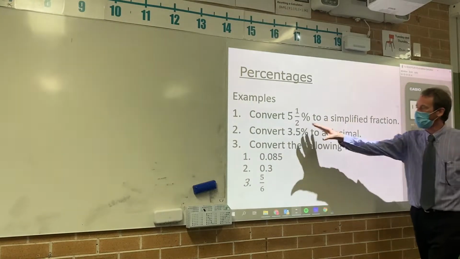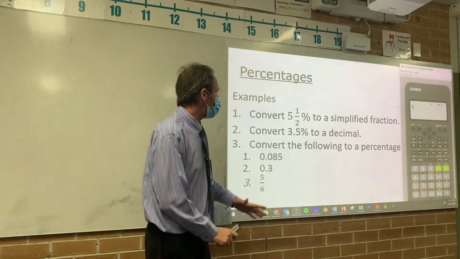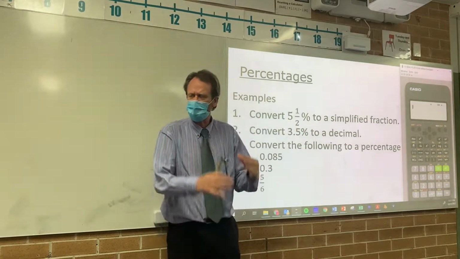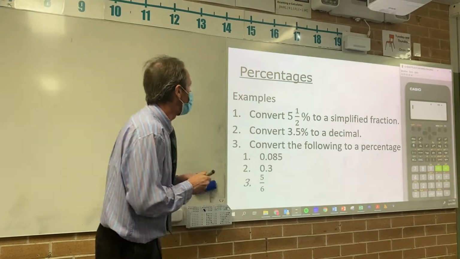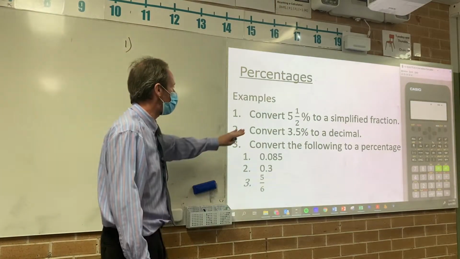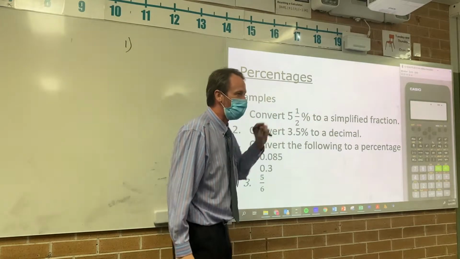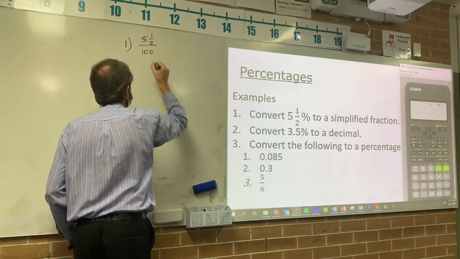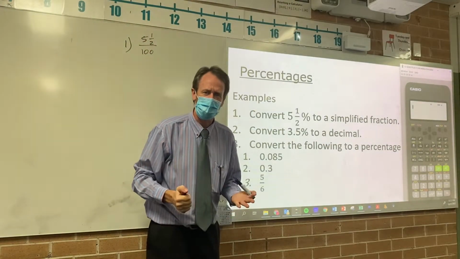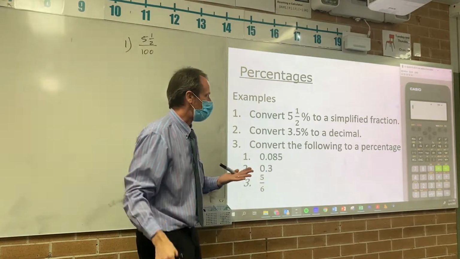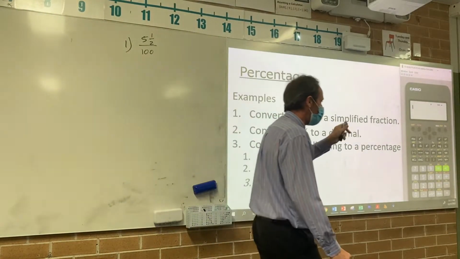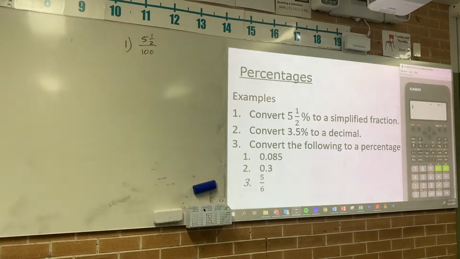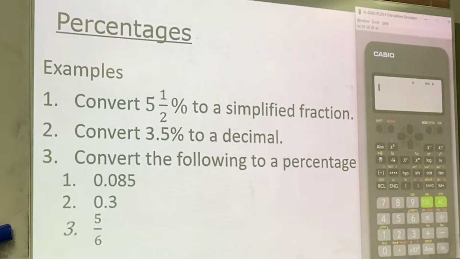convert 5.5% to a simplified fraction. Now, if I was doing this by hand, to convert from a percentage to a fraction, I divide by 100. But that's pretty tricky to do with 5.5%. Instead, I should be able to use my calculator. But I need to show you the instructions on how to do this, so you need to look carefully at the screen on what I do.